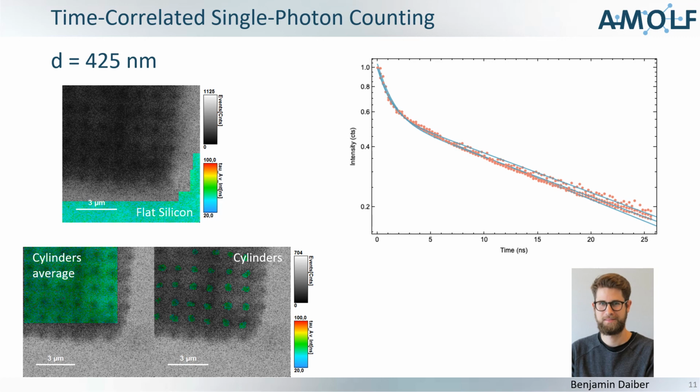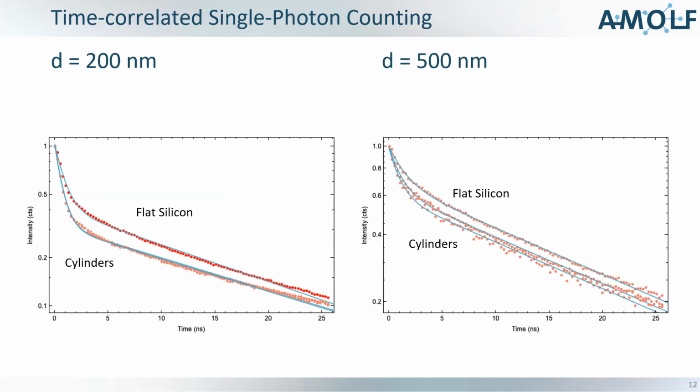However, if we do the same analysis and then we look directly at the exponential fits of these measured lifetimes, then for the 200 nanometer and 500 nanometer diameter, there is a difference between the lifetime on the flat silicon versus the lifetime on the pillars, which is significantly faster. For the 500 nanometer diameter, we would expect a smaller difference, and that is also what we see here in the measurements on the flat silicon and on the cylinders.